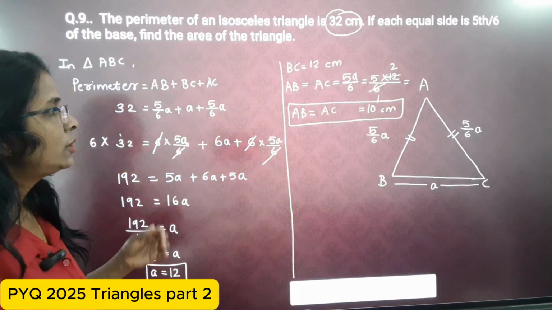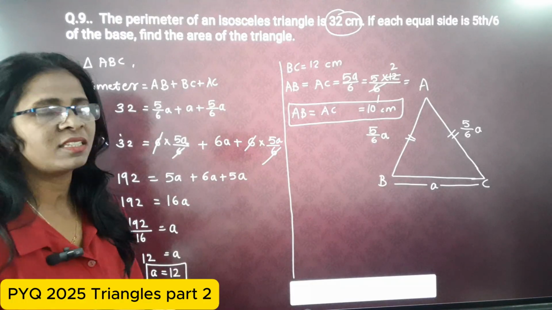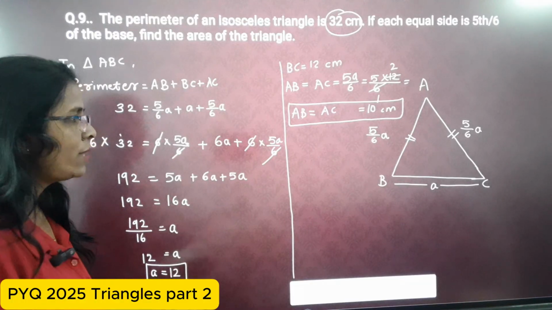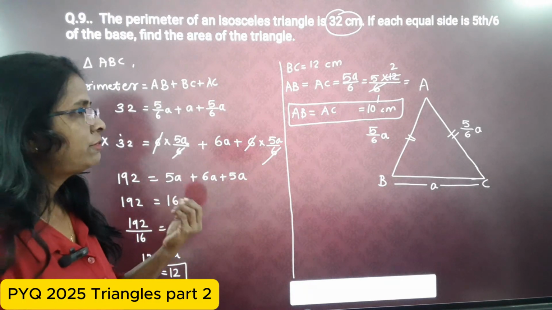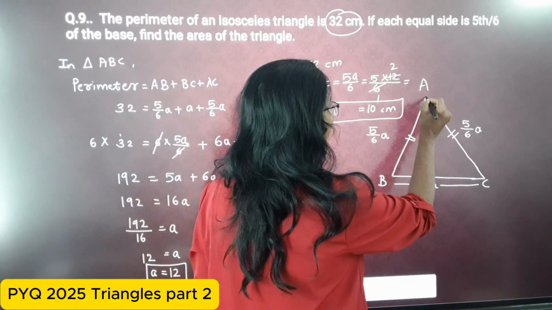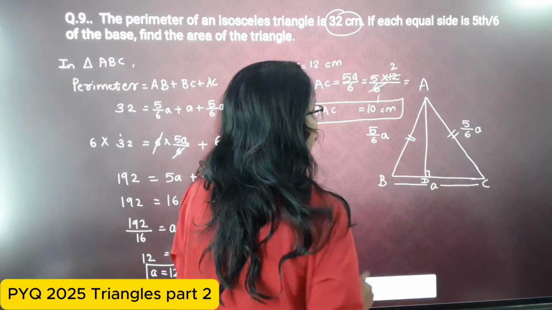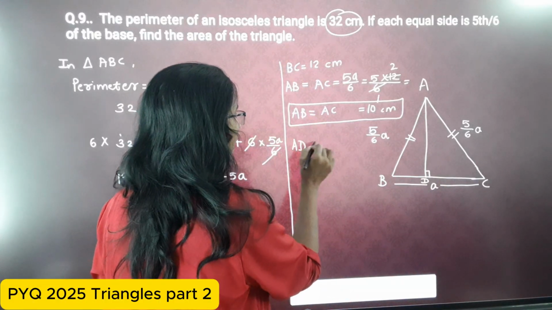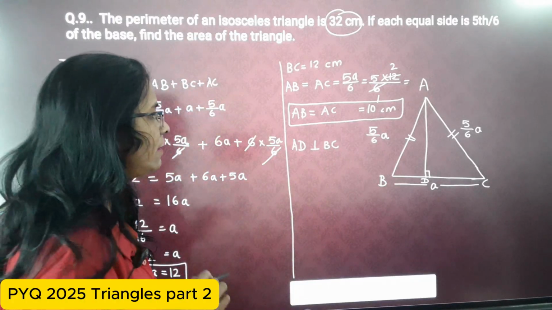Okay students, so now our job is to find out the base. So now we have the base, that is A is equal to 12. But now, finding out the height: how can we find out the height? So that's why we construct this figure with a perpendicular. Drawing the perpendicular here, suppose AD is perpendicular to BC. AD becomes the height and BC is the base.